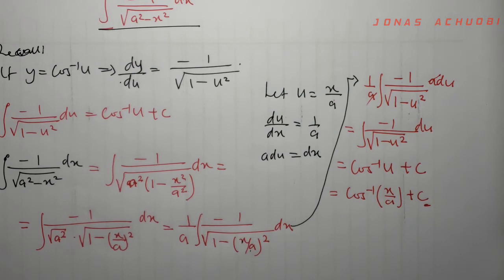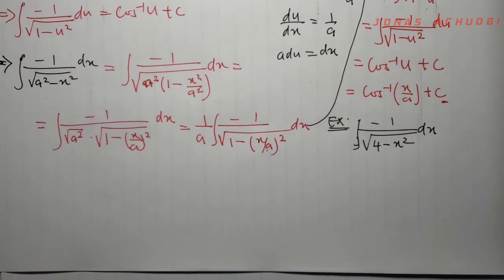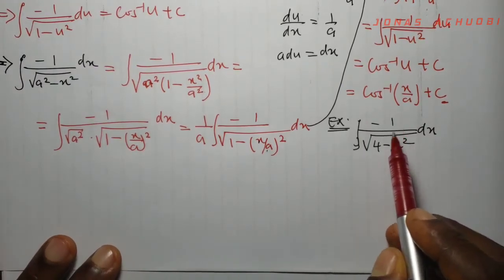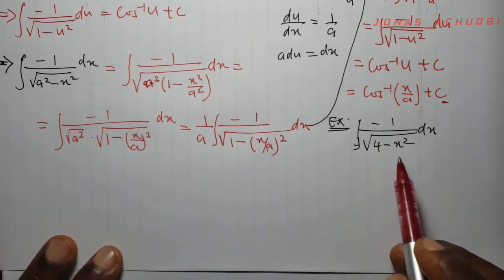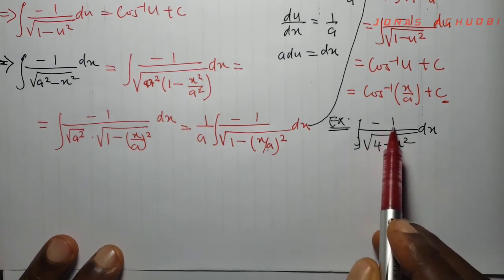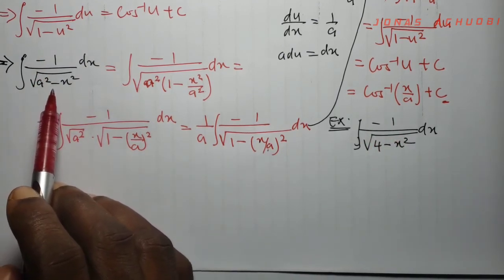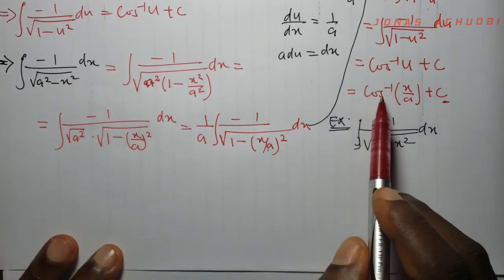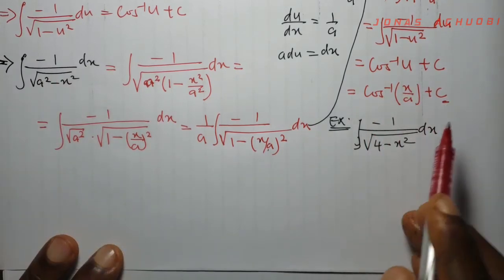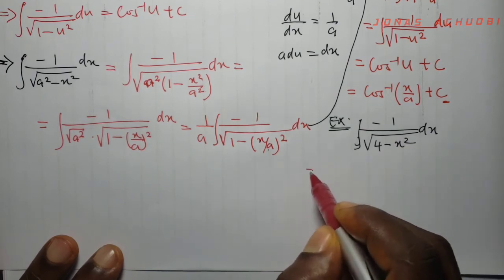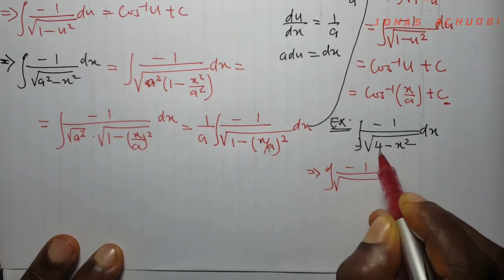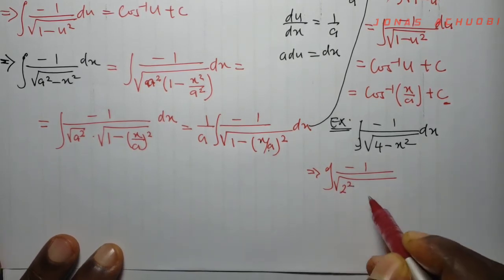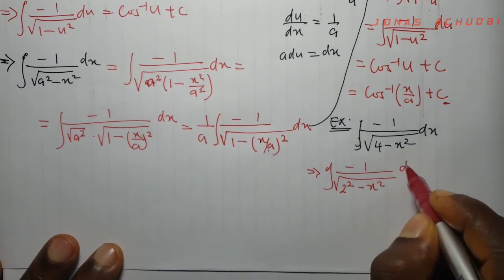We shall now take 1 or 2 examples to illustrate how this integral can be applied directly. Example, we are asked to integrate -1 over the square root of 4 minus x squared with respect to x. So what we do is we try to make this function mimic what we already know, since we know that this integral is nothing but the cos inverse of x over a plus c. So we must know what our a is here. If we rearrange this function, we get integral of -1 over the square root of, I can write 4 as 2 squared minus x squared with respect to x.